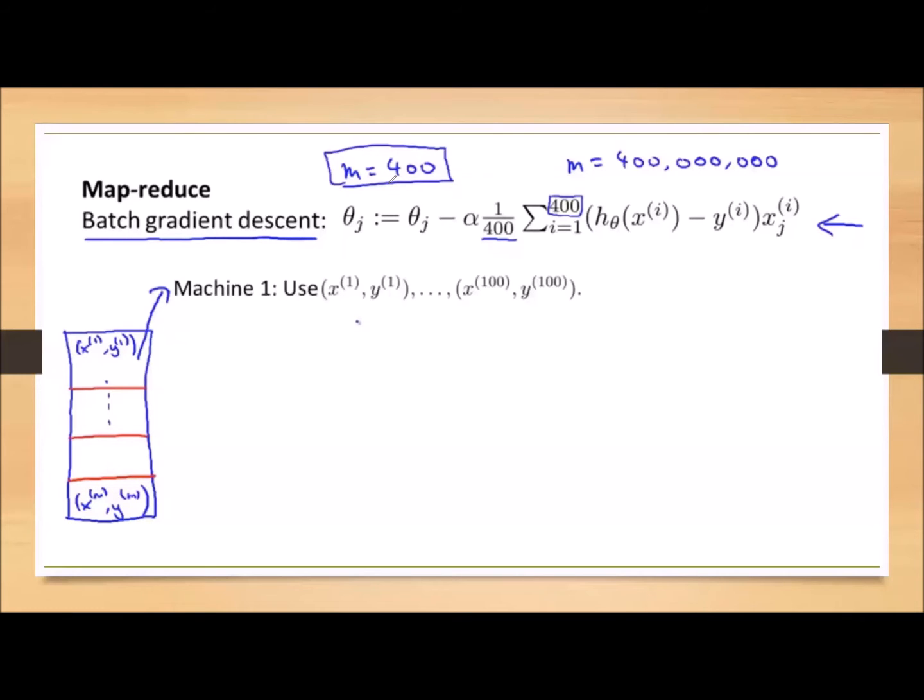Now we are discussing a new terminology, map reduce. What is this map reduce? Even though we are discussing this topic after the gradient descents like stochastic gradient descent and online learning, this topic has high importance when it comes to applications.